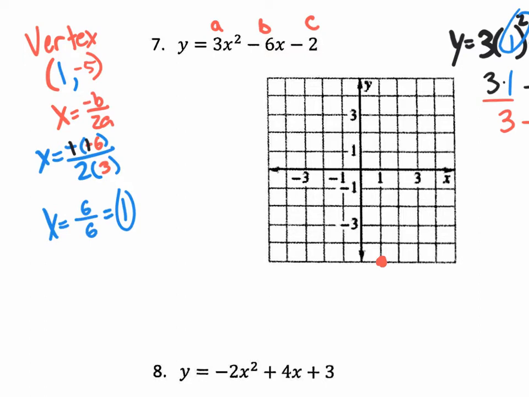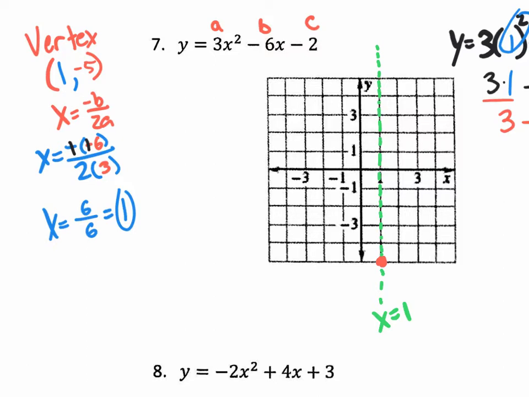The very next thing to do is to draw your axis of symmetry right through that vertex. And if they asked you for the equation of this axis of symmetry, you would say x equals the x value of the vertex, x equals 1. That's the equation of that vertical line called the axis of symmetry. Now we need more points, okay?